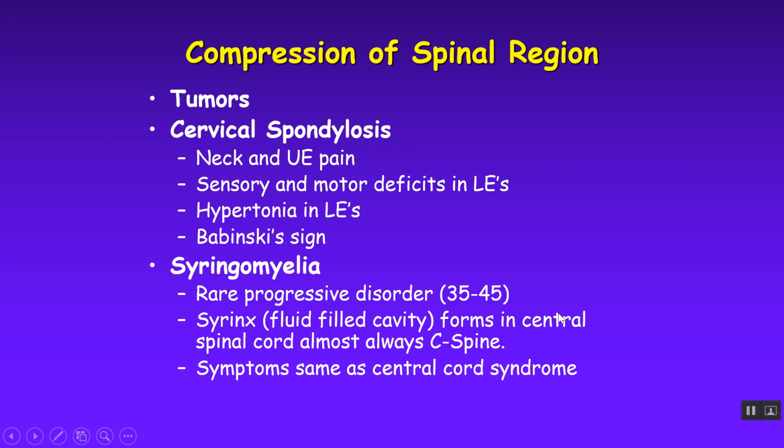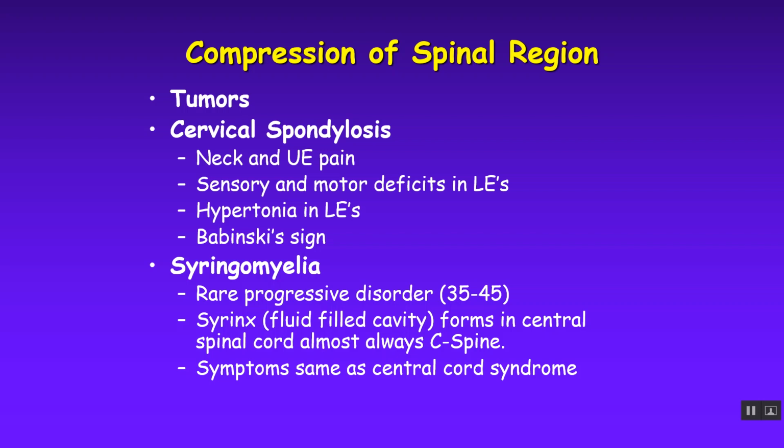Last couple things here. Compression. Anytime you compress the spinal cord, tumors, any space, that's a space occupying lesion. Cervical spondylosis, so that's just degeneration where you get these osteophytes and these little hooks and crooks and crags that could poke into your spinal cord or your nerve roots.